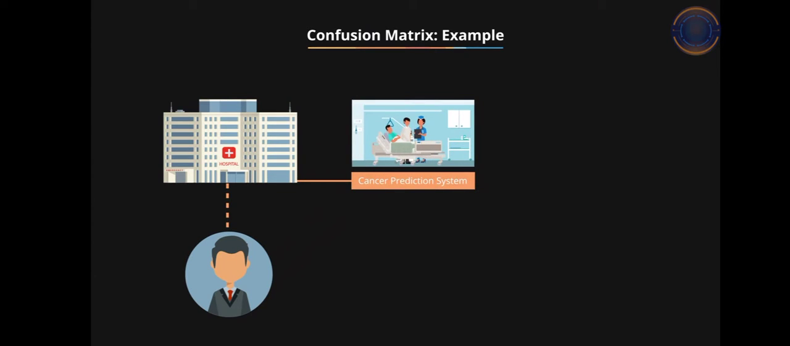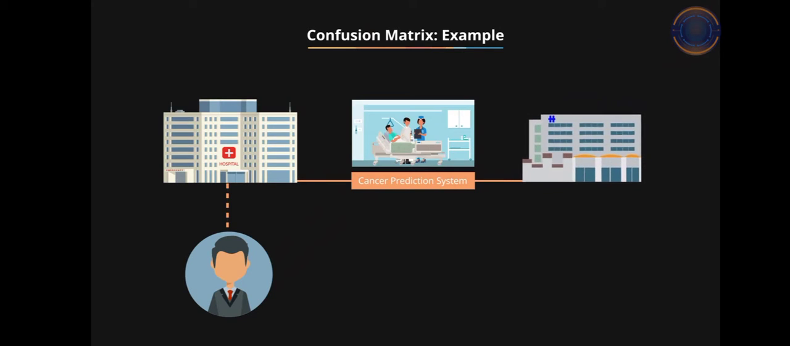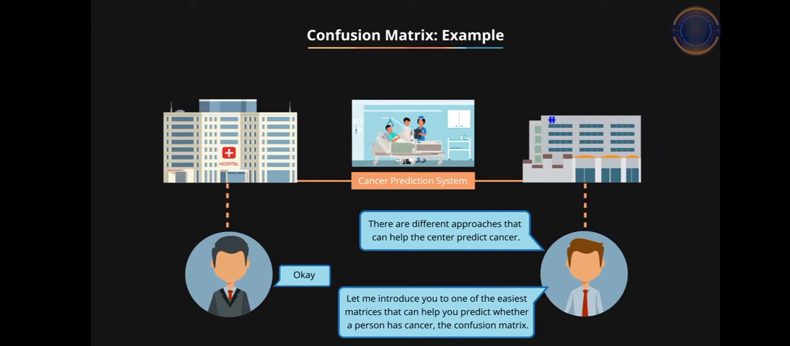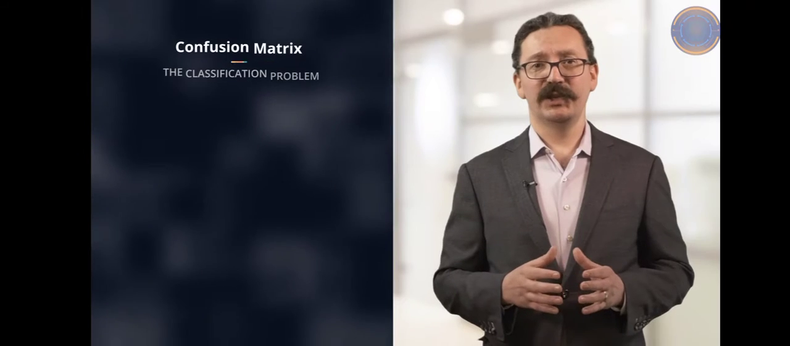To further understand what the confusion matrix is all about, take a look at a case study of a cancer prediction system. Let's say we're solving a classification problem where we're predicting whether a person has cancer or not. The management of a cancer research center wants a cancer prediction system. They approach a company and explain their requirements. The consultant explains the different approaches that can help predict cancer in people to the CEO of the Cancer Research Center. So, how do we do this?